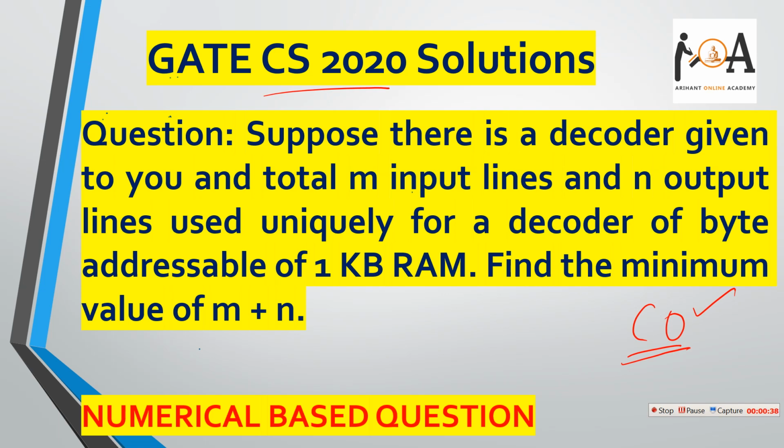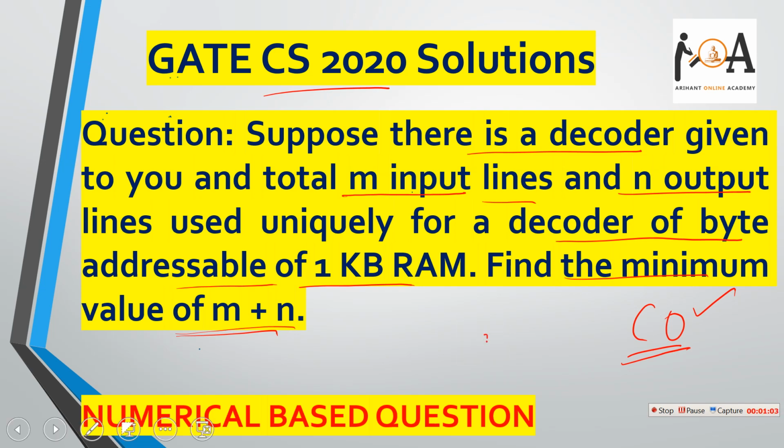The question that was asked was: suppose you have a decoder given to you, with total M input lines and N output lines, used uniquely for a decoder of a byte addressable 1 KB RAM. We have to find the minimum value of M plus N. What is the minimum value of M plus N?